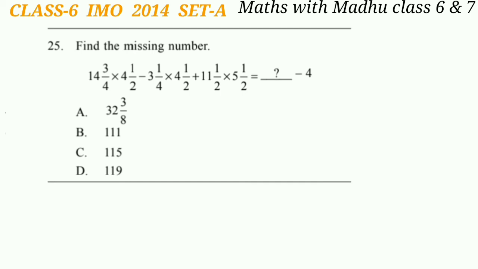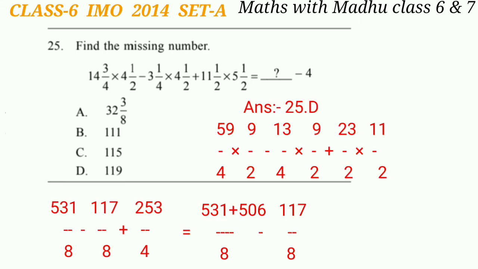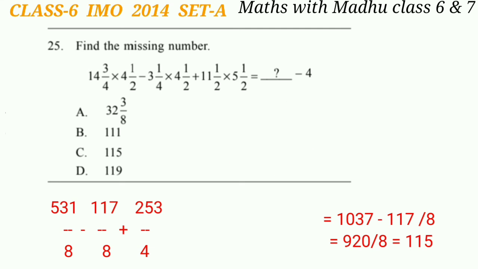Now question 25. Find the missing number. 14 whole 3 by 4 multiplied by 4 whole 1 by 2 minus 3 whole 1 by 4 multiplied by 4 whole 1 by 2 plus 11 whole 1 by 2 multiplied by 5 whole 1 by 2 is equal to dash minus 4. After solving it, we'll get 115. So the question mark will be 119, which is option D.